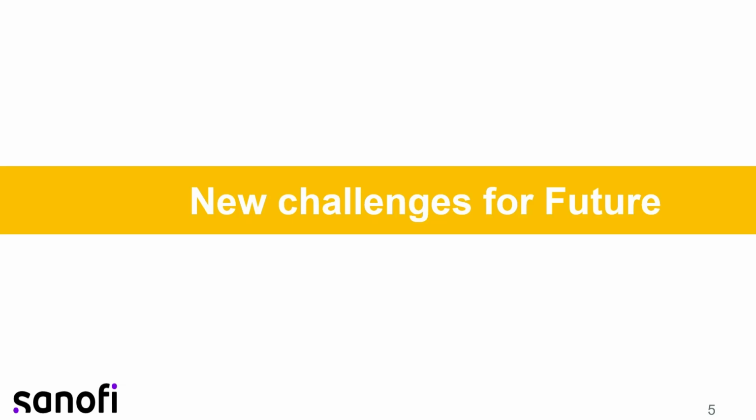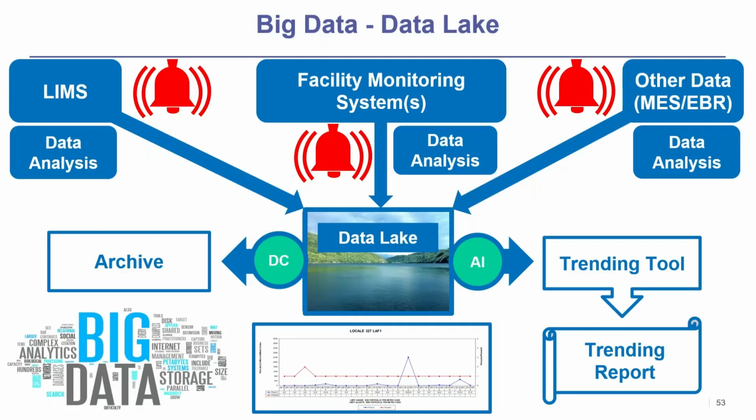In conclusion of my presentation, what should be the new challenge for the future? As we saw just before, you will generate a very large quantity of data from different origins: for example, viable environmental monitoring with LIMS, elements from non-viable monitoring with different parameters from the facility monitoring systems, and also other data, for example from the batch dossier, the interventions, and the management of personnel. All this data will be included in what we can call a data lake with two parts.